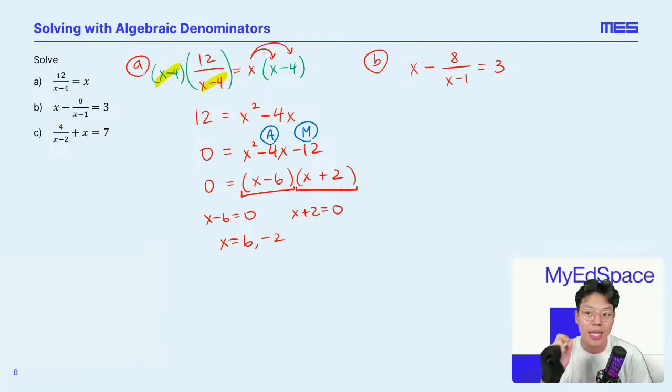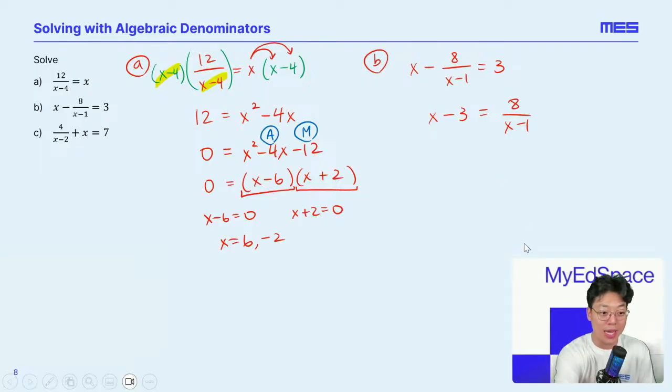But in this case, again, I'm going to try to keep everything as positive as I possibly can. So I'm going to add 8/(x - 1) to both sides and subtract this 3 on both sides to get x - 3. Now from here, what can I do? What can I multiply both sides by here to keep moving in this problem?